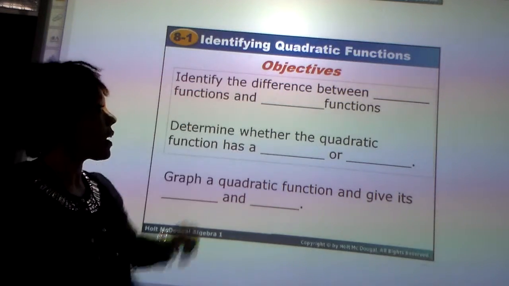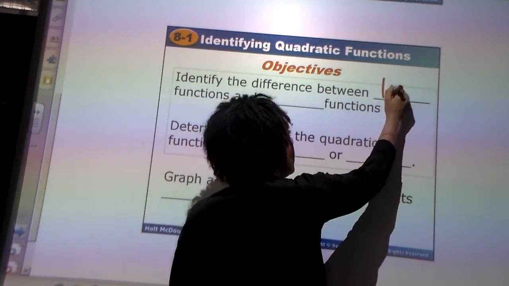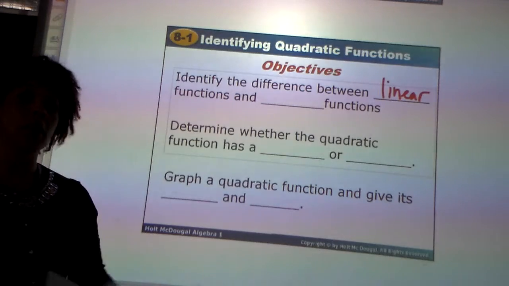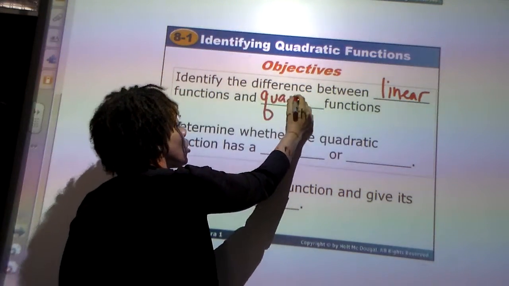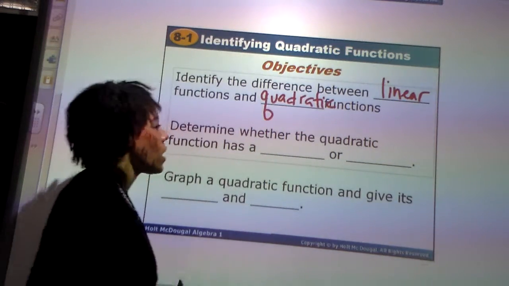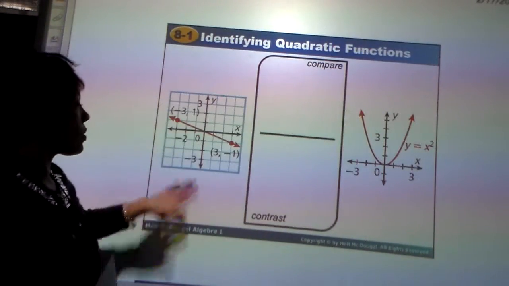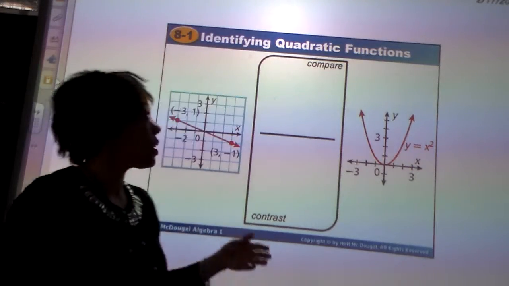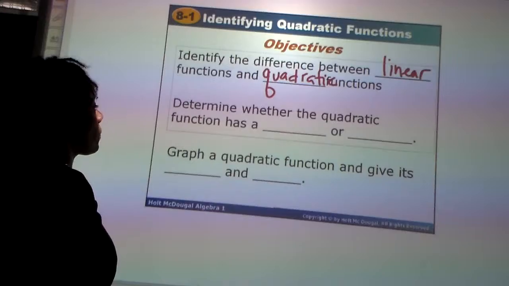We're going to identify the difference between linear functions and the new thing that we're talking about now, quadratic functions. The graphs that you saw, the two, this is a linear function, this is a quadratic function, and there are some major differences between them. That's what we'll be talking about.